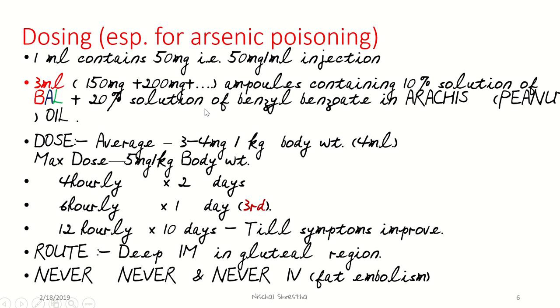Next one is dosing. I have taken this from the textbook of forensic, and this dosing is especially for arsenic poisoning. BAL can be used in case of poisoning by other metals also, as the dosing slightly varies, but the dosing that I mentioned is especially for arsenic poisoning, and it is available as 50 mg per ml injection, means 1 ml of injection contains 50 mg of BAL.